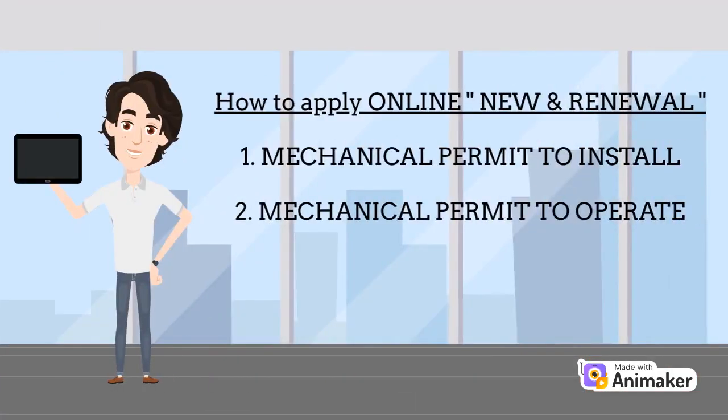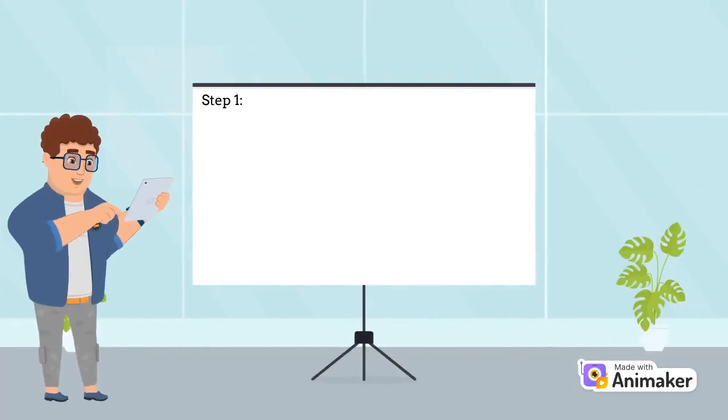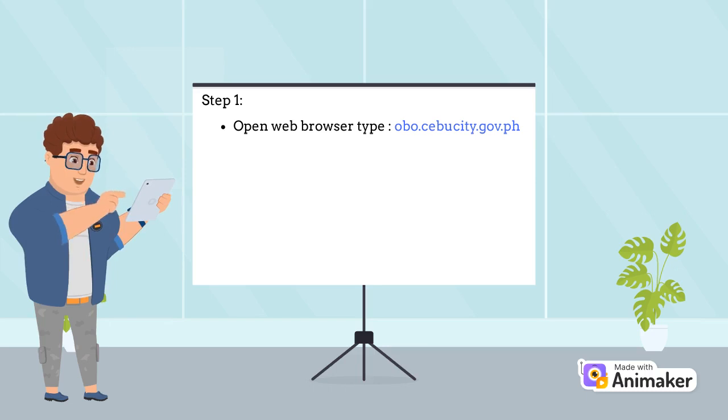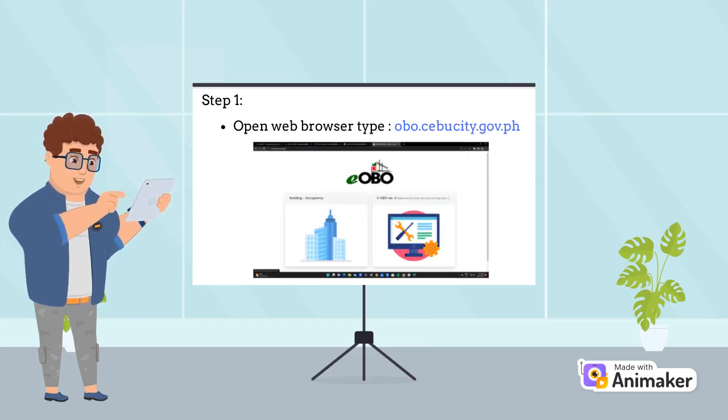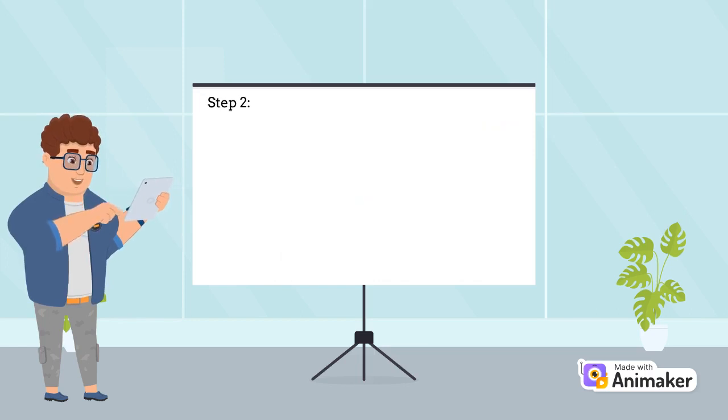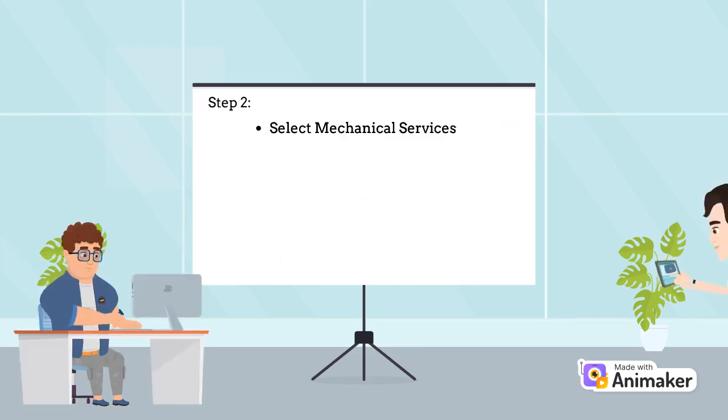Here are some few steps how to apply online application for mechanical permit to install and operate. Step 1. Open web browser and type obo.cebucity.gov.ph. Step 2. Select Mechanical Services.